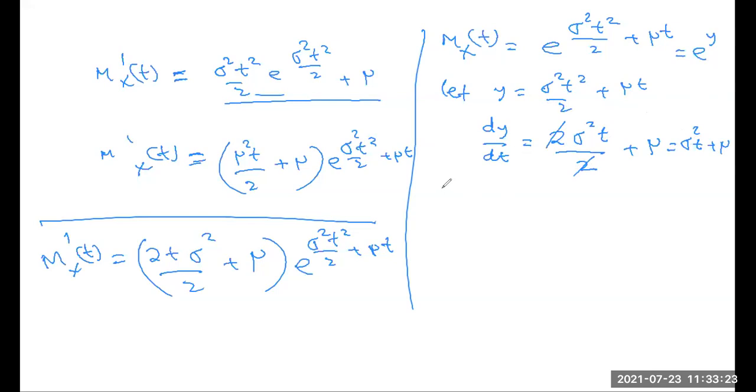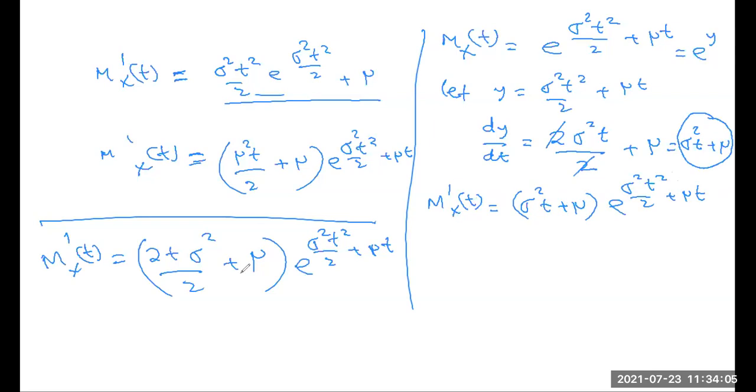Then when you differentiate this term here, you differentiate y with respect to t, and it remains the same thing. So the first derivative of that MGF will be sigma squared t plus mu, into the exponent of this sigma squared t squared over 2 plus mu t. That's what we get.